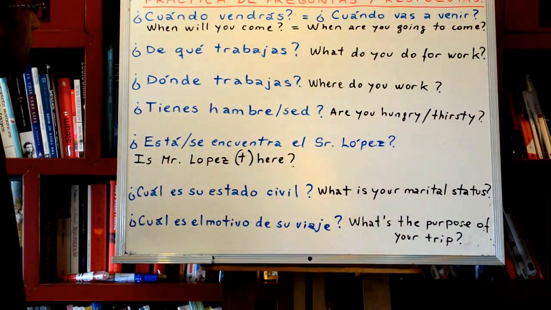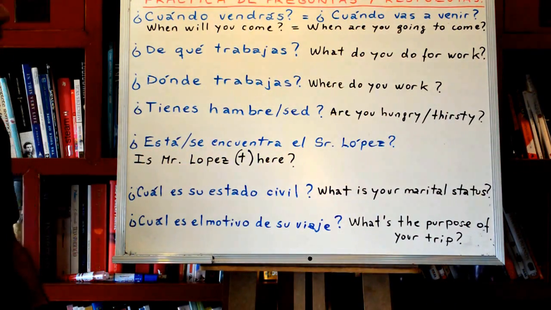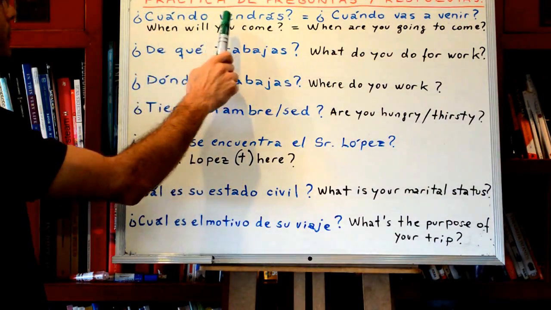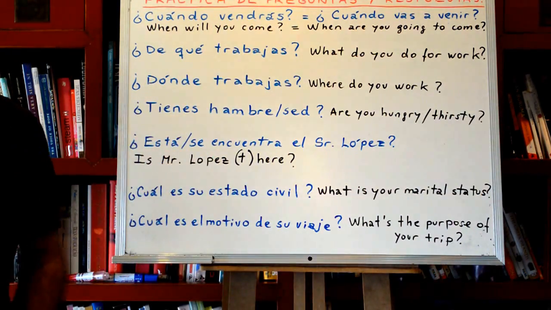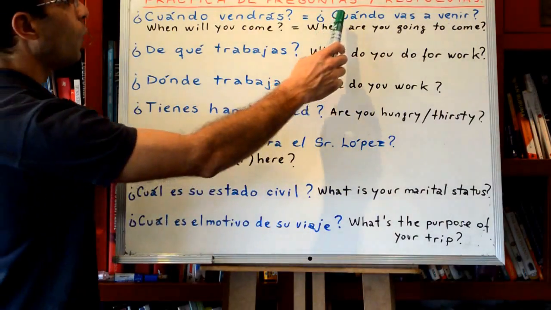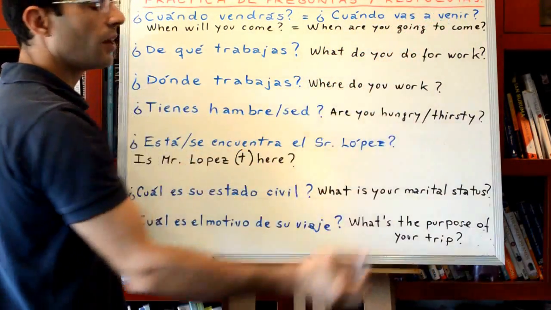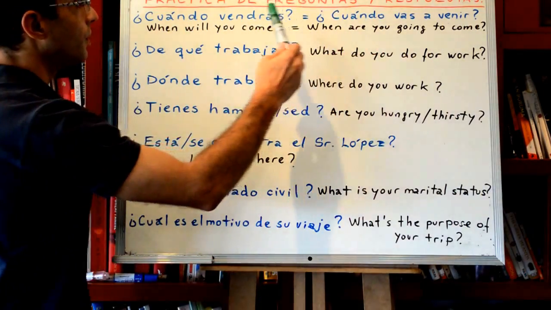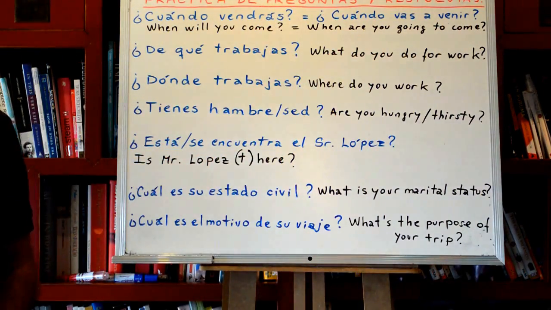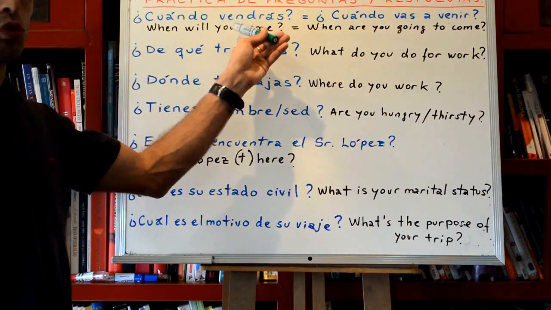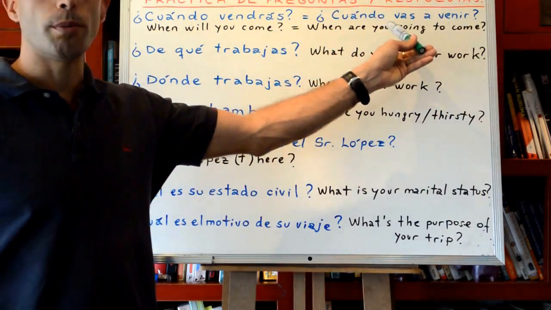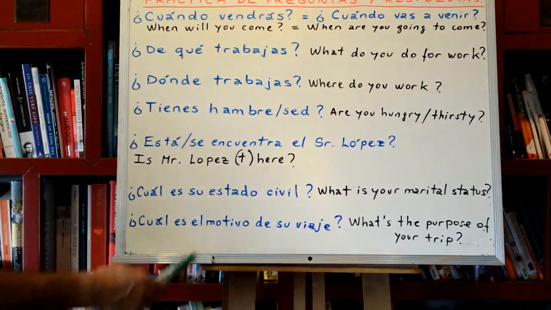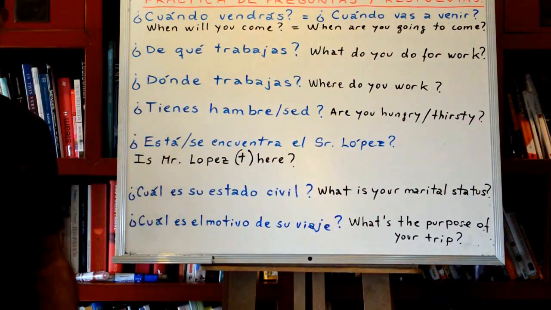Okay, first question, la primera pregunta. ¿Cuándo vendrás? When will you come? Or, ¿cuándo vas a venir? When are you going to come? Así que estas dos oraciones significan lo mismo, solo que esta está en futuro simple y esta está en futuro progresivo. These two sentences are identical.